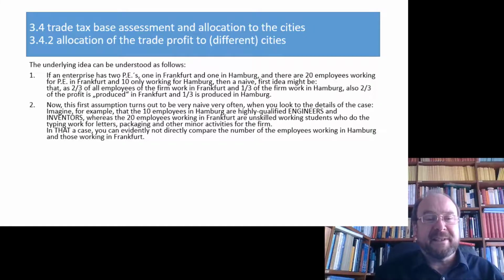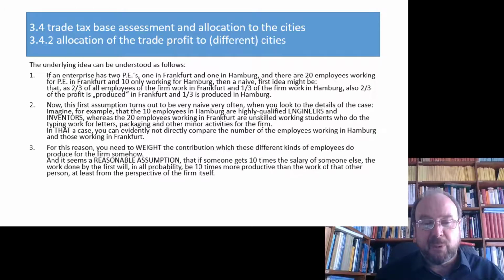And the answer is clearly not. The people working in Hamburg are far more valuable for the enterprise. They create far more profit or parts of the profit than the people closing the envelopes and printing out some letters. So how can we make the people comparable? How can we weight that work according to its importance?